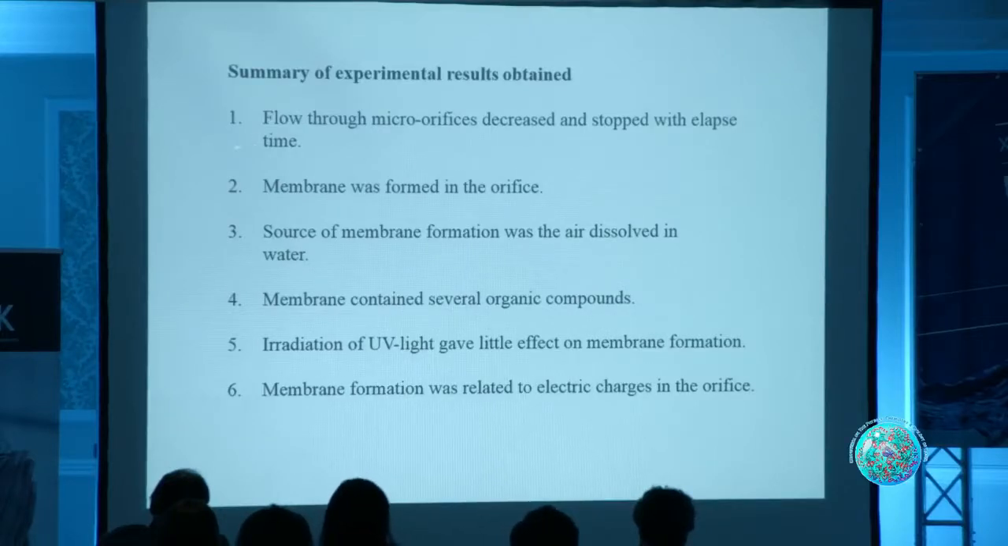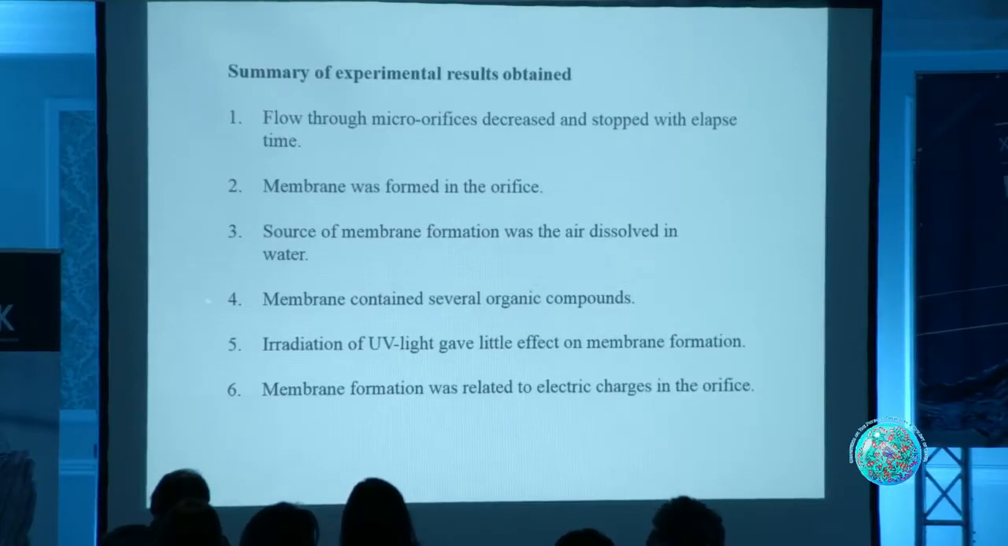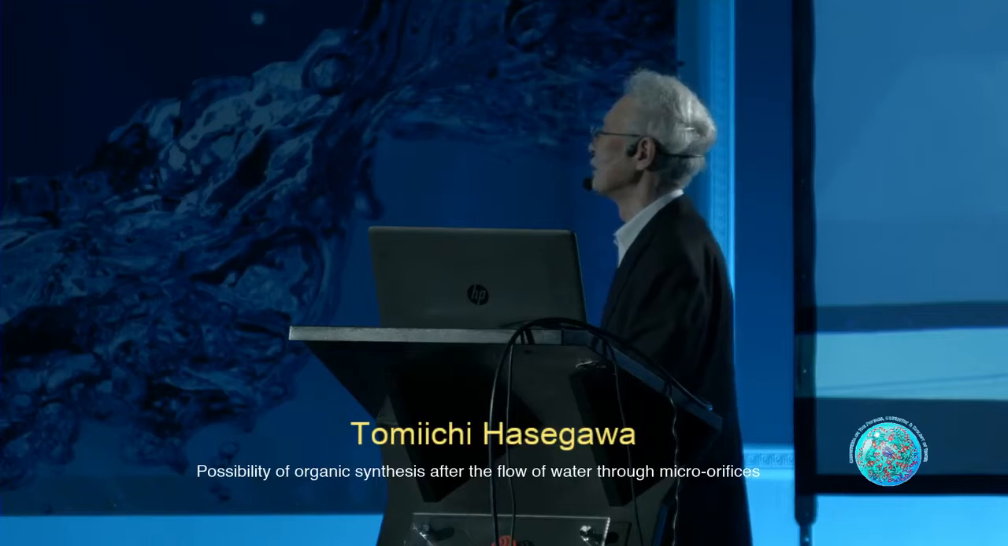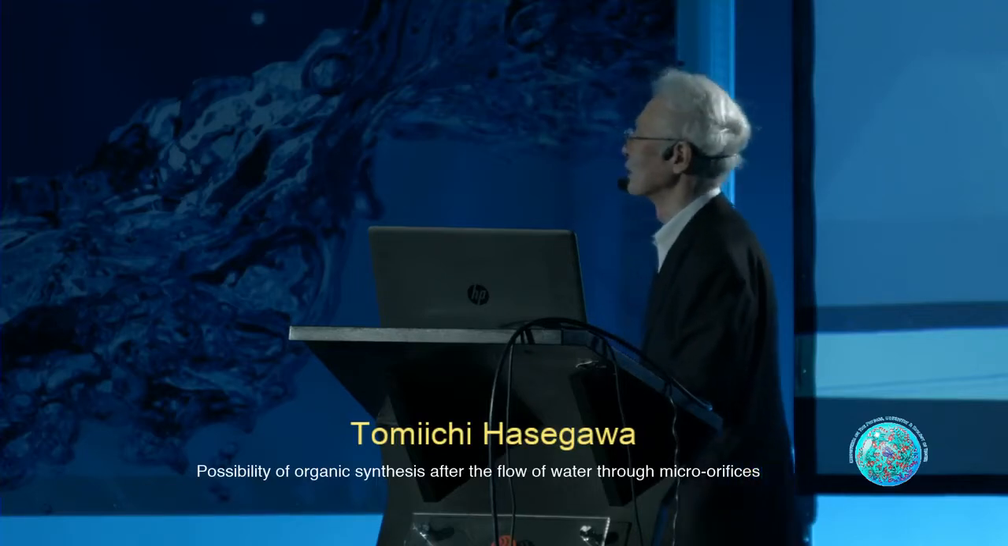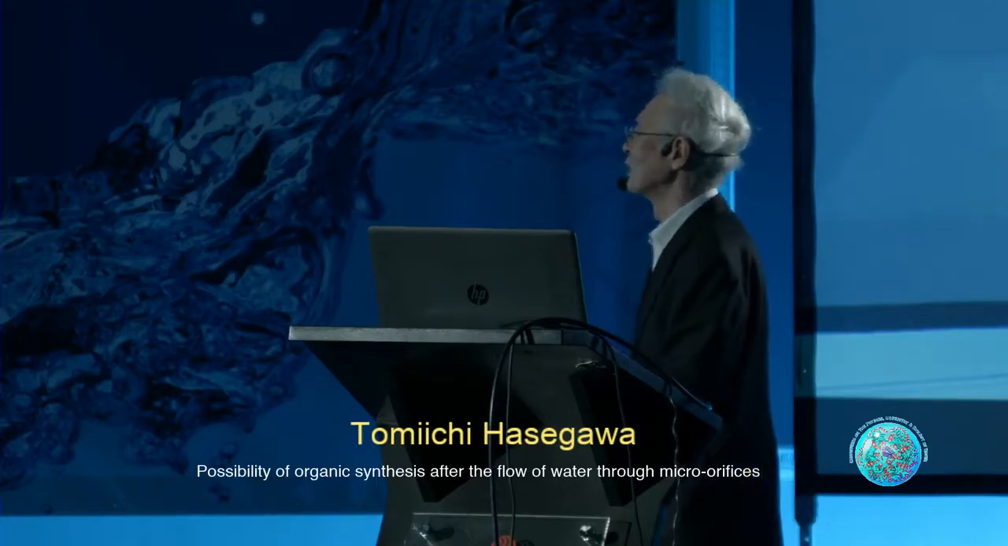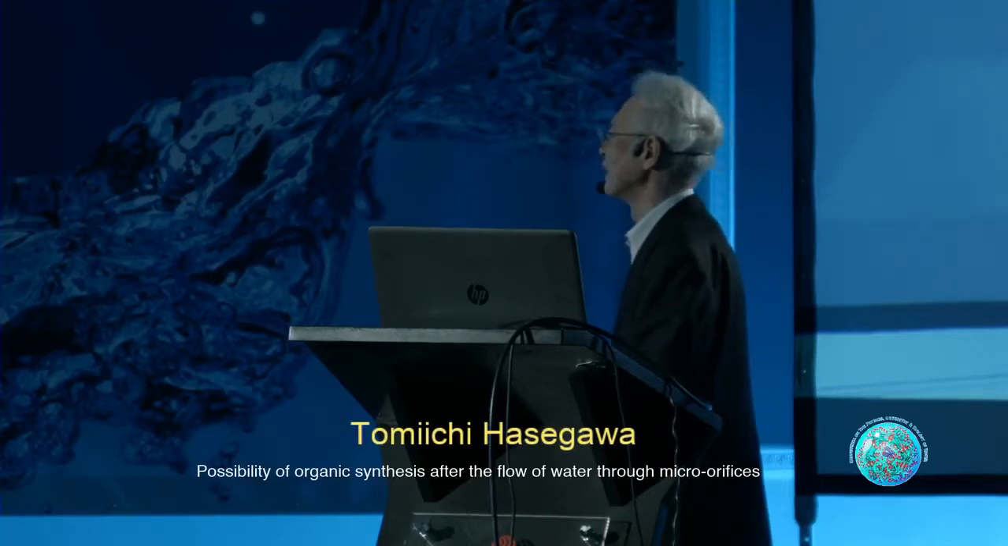The flow through micro-orifices decreased and stopped with elapsed time. 2, membrane was formed in the orifice. 3, the source of membrane formation was the air dissolved in water. 4, membrane contained several organic compounds. 5, irradiation of UV light gave little effect on membrane formation. 6, membrane formation was related to electric charges in the orifice.